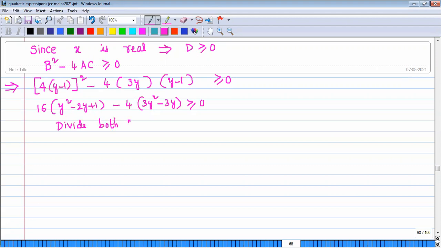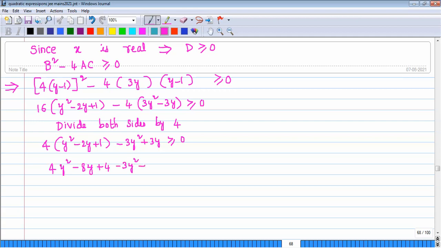Divide both sides by 4. So we get now 4 times y square minus 2y plus 1 minus 3y square plus 3y greater than or equal to 0. So we need to simplify. Further it can be simplified as 4y square minus 8y plus 4 minus 3y square plus 3y greater than or equal to 0.